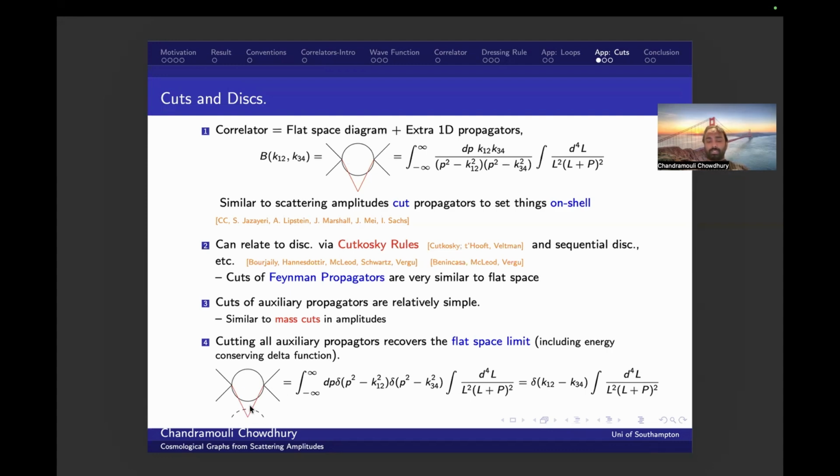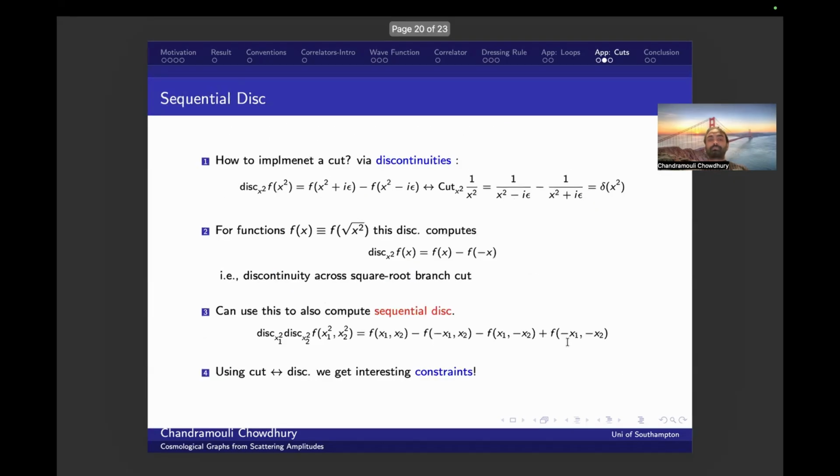So just to give you an example, you can take this following graph, and let us say you cut both these auxiliary propagators here, which simply means I'm setting them on shell. So I replace these propagators with some delta functions, and I have one p integral and two delta functions. So essentially it leaves me with one delta function times the flat space amplitude. And this delta function is essentially restoring energy conservation, and hence this is a way to take the flat space limit.